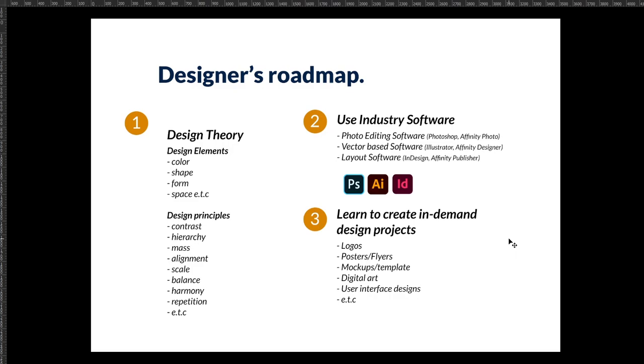Now, a designer's roadmap, right? What things do you need to learn? What things do you need to do as a graphic designer? The first thing, learning graphic design theory is very important. You learn design elements such as colors, shapes, forms, space, and you learn how to use them. The next one, you need to learn design principles, like contrast, hierarchy, mass, alignment, scale, balance, harmony, repetition, and so on. I mean, color theory, rather, design theory is very, very important as a graphic designer. It helps you do predictable designs, things like color harmony. It helps you know which colors would work well, proven from theory, right?